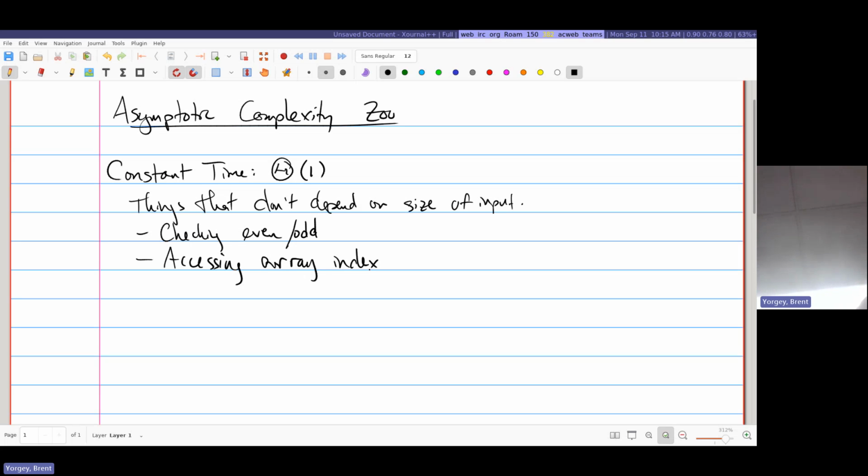All right. What else takes constant time? You're going to have to dig back and think about data structures here. What are some other operations that take constant time, or data structures that have operations that you can do in constant time?